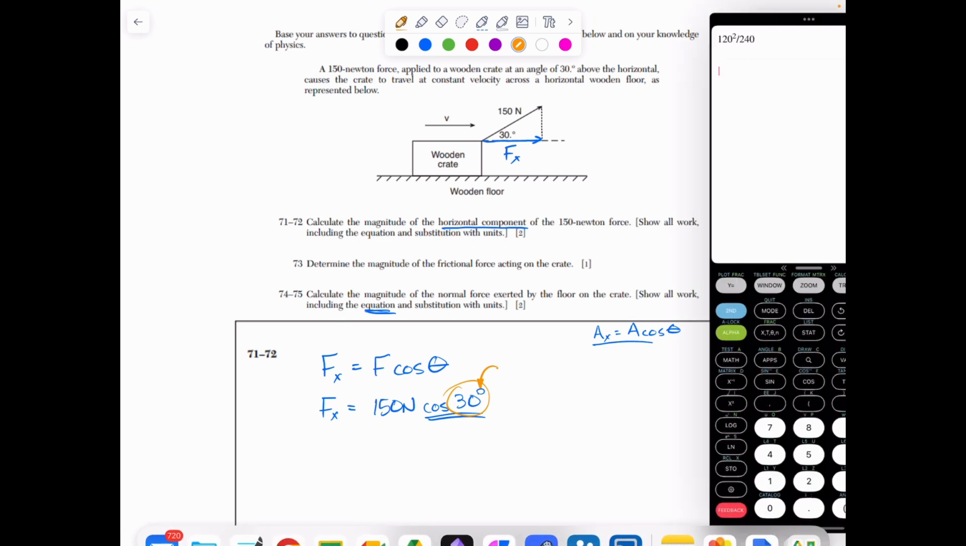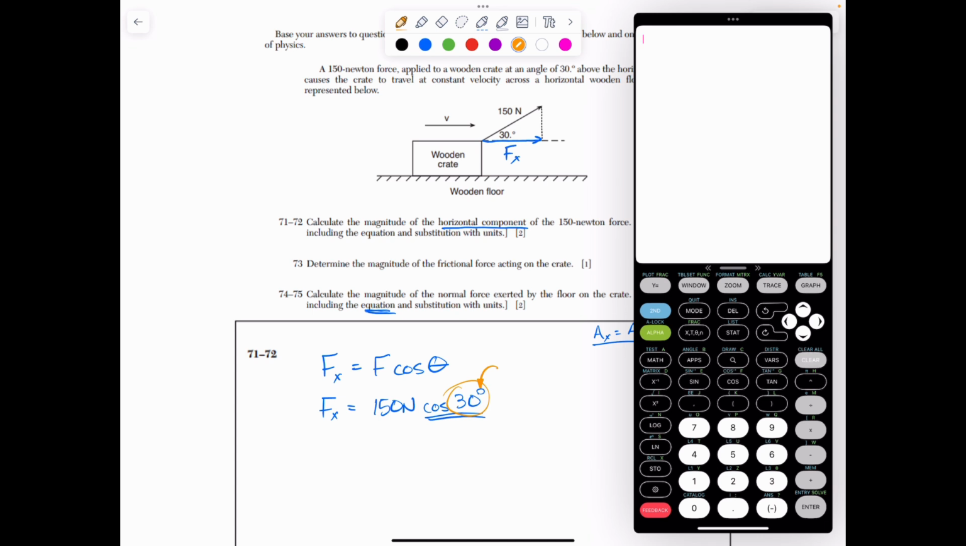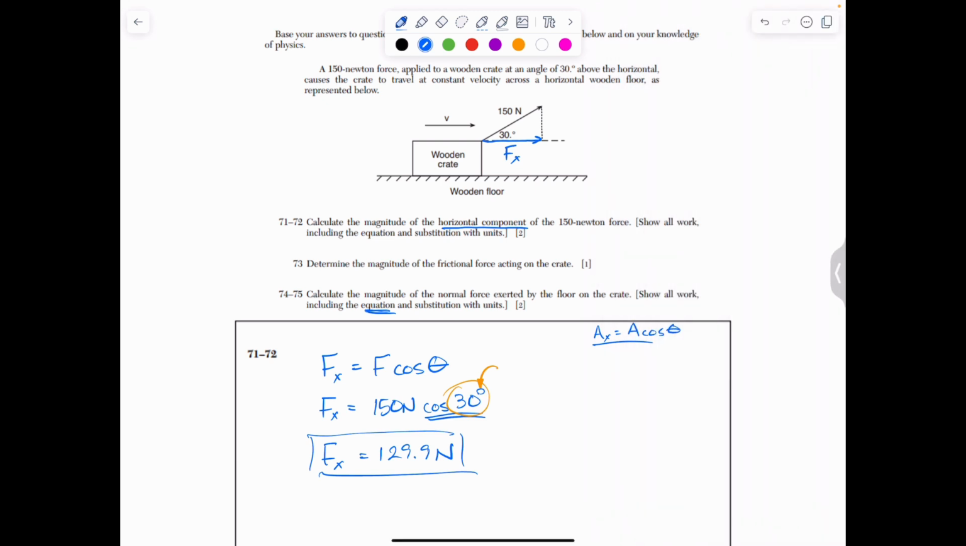So we plug into our calculator in degree mode, 150 cosine 30. Hit enter, and we get our x component equals 129.9 newtons. And that's our answer. Make sure you have your newtons because it's still part of a force. And so it's a force still. Components of forces are forces.